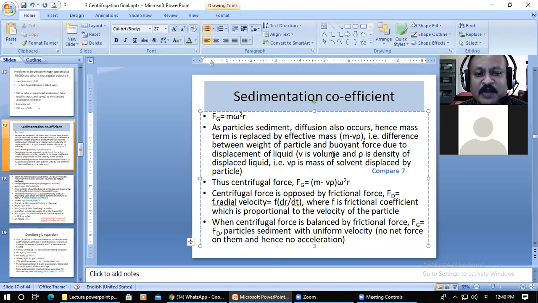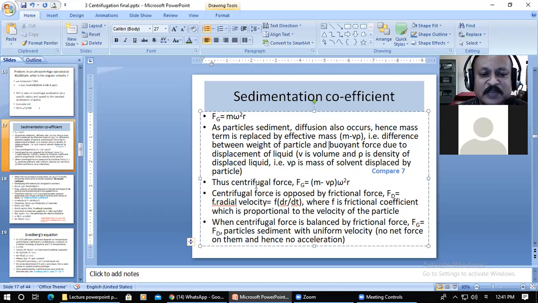V is the volume of the liquid which is displaced, and rho is the density of the liquid which is displaced. So V multiplied by rho actually gives you what? The mass of the liquid which is displaced. Liquid, that is the medium in which the particles are present, right?